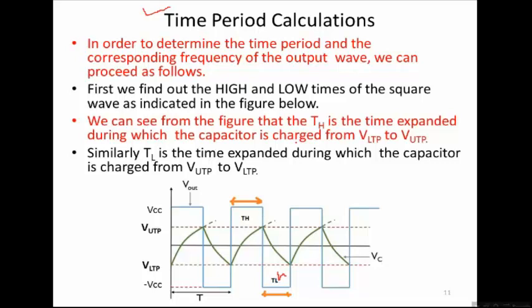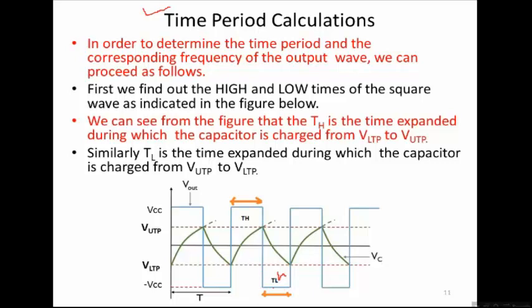And we can see from the figure that T high is the time expended during which the capacitor is charged from LTP to UTP. So how much time the capacitor would take to charge from this value to this value, for that time interval the output would stay at high level, and once it reaches this trigger point, the output would switch to low level.